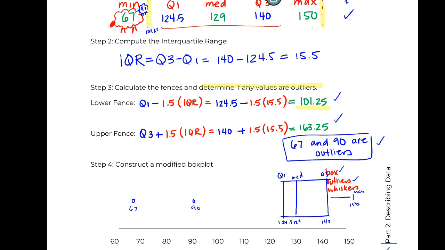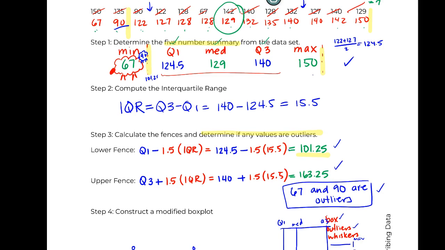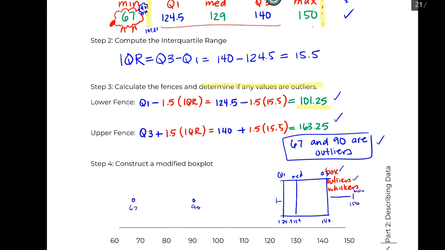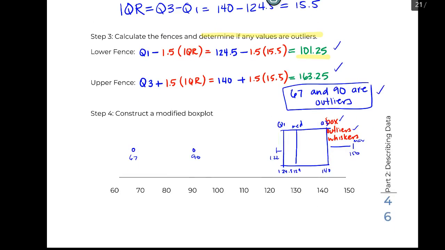Now here's the piece that students get incorrect. On this other side, we do not want to go to the fence. We do not want to go to this value. Our whiskers should never cross our fences. What we want to do is we want to go back up to our data and we want to find the first good sheep. The first sheep that's still on the farm, right? That's the sheep that we're going to go to. We call this our adjacent value. So 122, I'm going to make a note here at the bottom. Go to the next good value. And we call this the adjacent value.